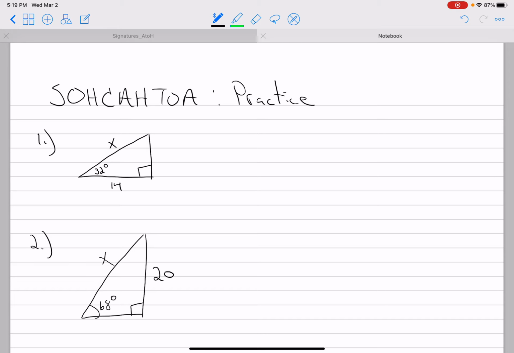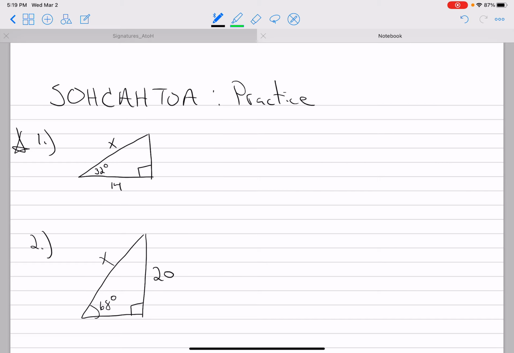Got to give the people, get the people what they want. And the people are going to get some quick Sohcahtoa practice. So, go ahead and write down number 1. Try to solve it before me. Pause right now. Try to solve it. Boom. You did that. So now I'm going to solve it and see if you did it right.